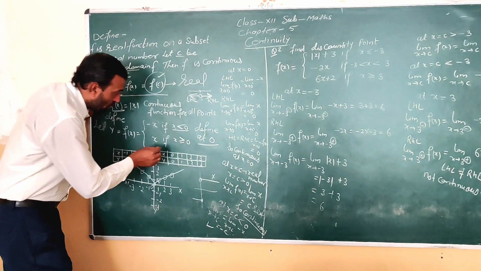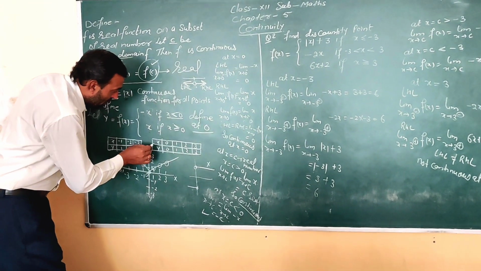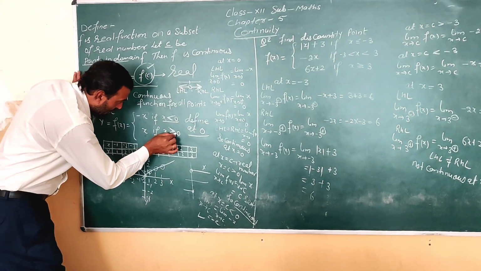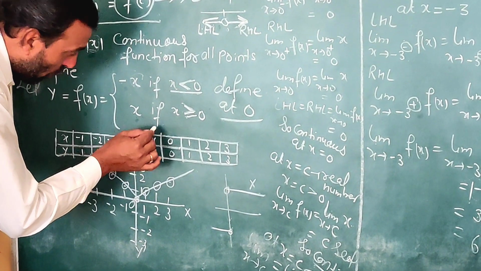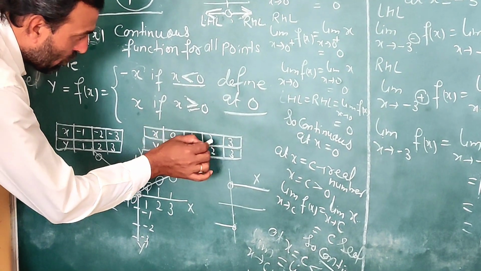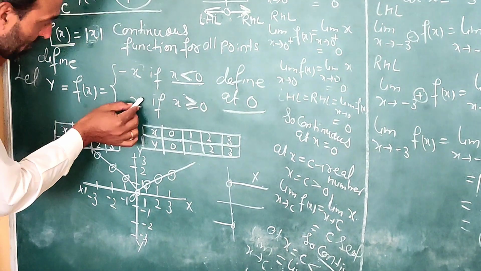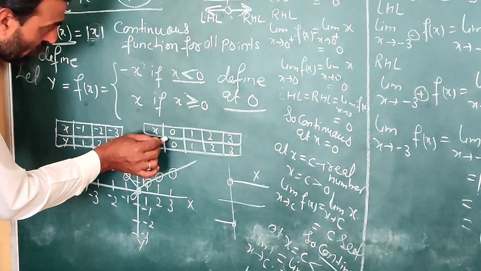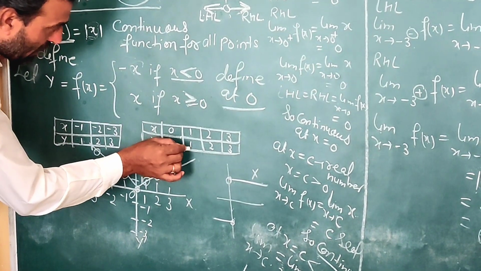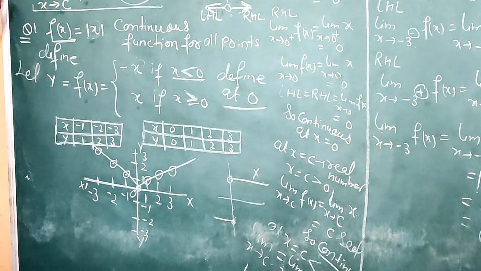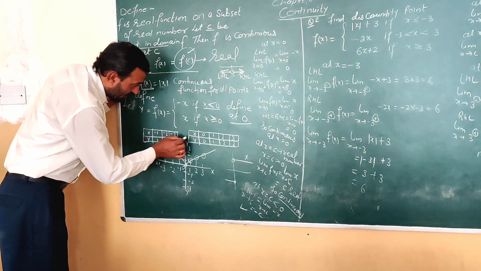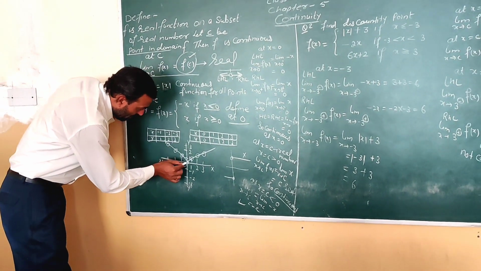Same as when we put x greater than or equal to 0, the values 0, 1, 2, 3. Put 0 here, you get the answer 0. Put 1, the answer is 1. Put 2, the answer is 2. Put 3, the answer is 3. So by these two tables we have to make a graph.